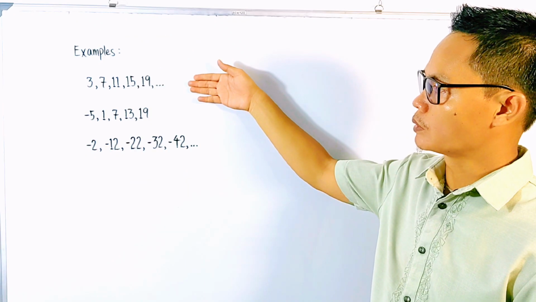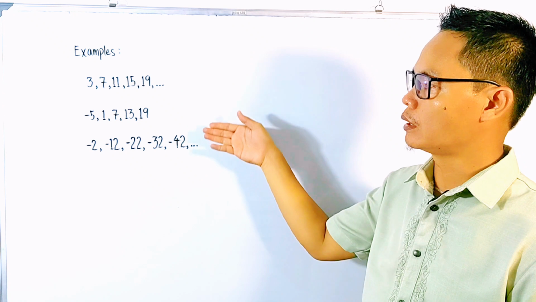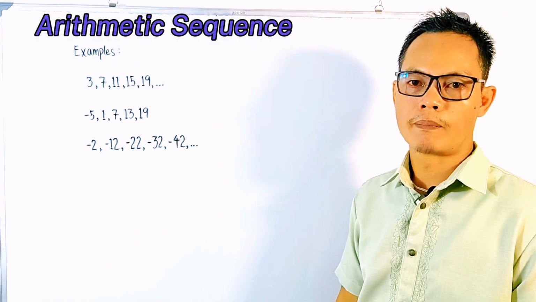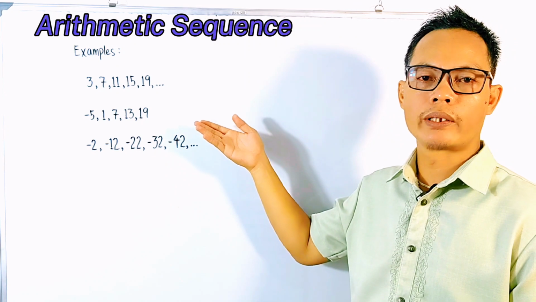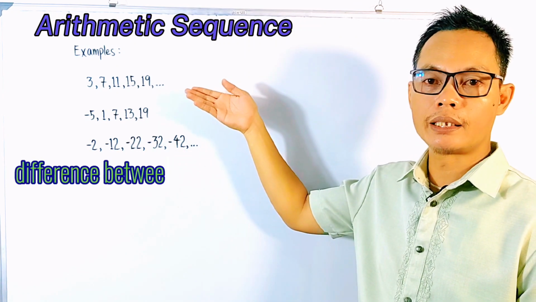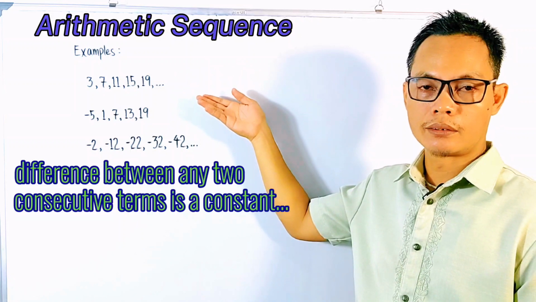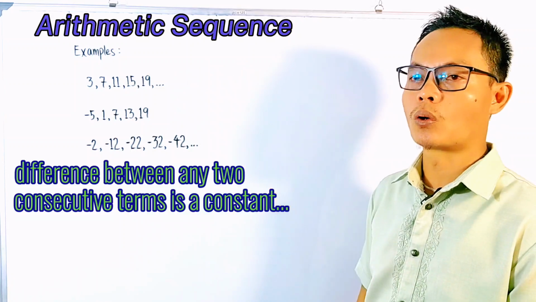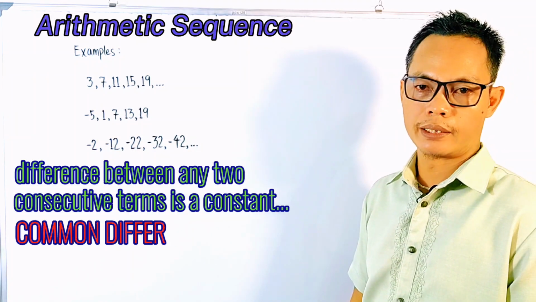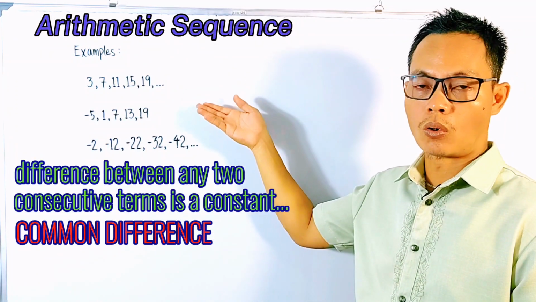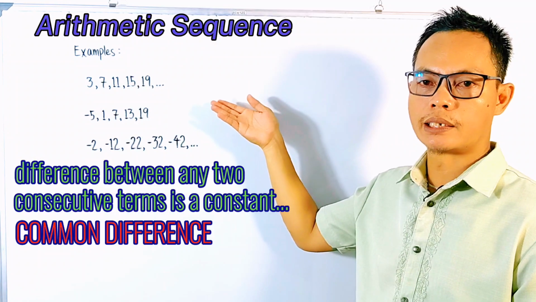In these examples, how do we know that these are sequences, particularly arithmetic sequences? In this illustration, a sequence where the difference between any two consecutive terms is a constant. This constant is called the common difference, and the said sequence or sequences are called an arithmetic sequence.